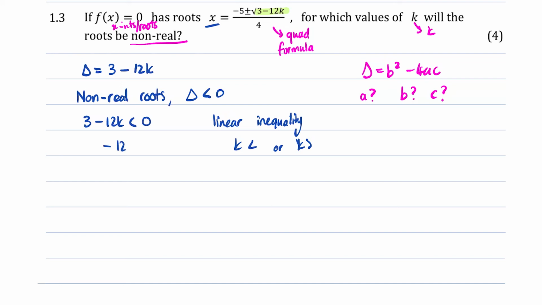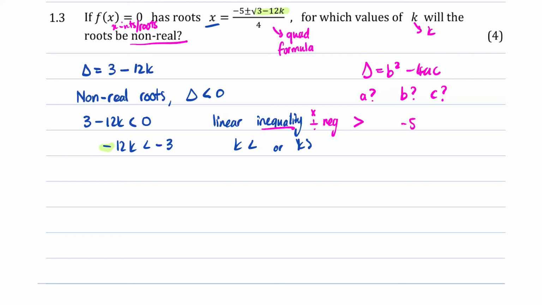Well, I might want to go and subtract 3 from both sides. So I'm going to get negative 3. But now what are we going to do? You're going to have to divide by a negative. And this is the one rule with inequalities. If we multiply or divide by a negative, we need to change the direction.